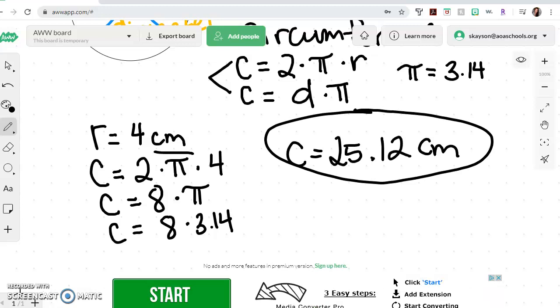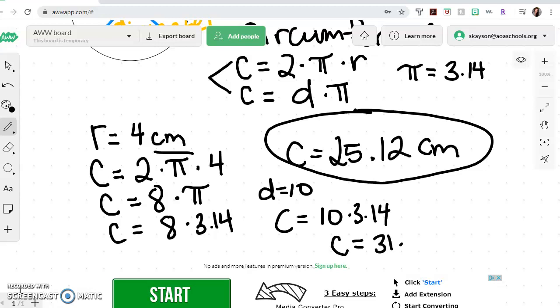Now, you might be given the diameter first. Let's say the diameter was 10. What would be the circumference? Well, the circumference is equal to diameter times pi. So the circumference equals 10 times 3.14. If we multiply by 10, that moves the decimal over once. So then we would get 31.4. Ta-da! And there you go.